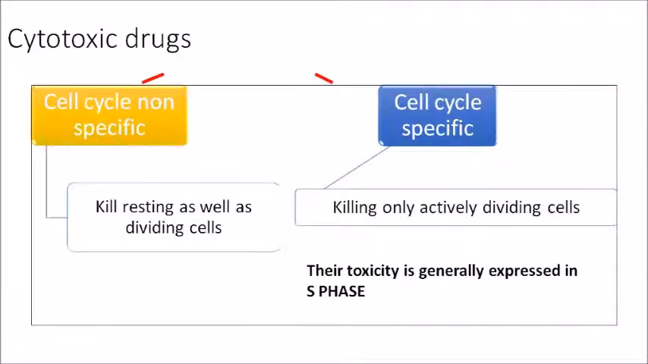These cytotoxic drugs can be of two types: cell cycle non-specific and cell cycle specific. The drugs which are not specific to the cell cycle can kill resting as well as dividing cells, and cell cycle specific drugs will kill only actively dividing cells, meaning mainly these drugs will affect the cells in the S phase. The toxicity is expressed in the S phase.